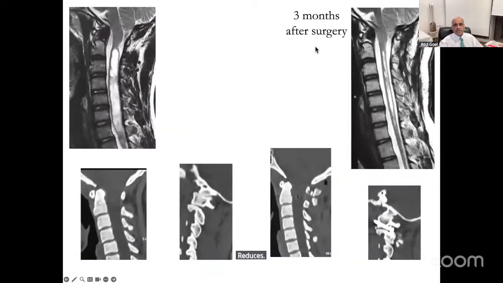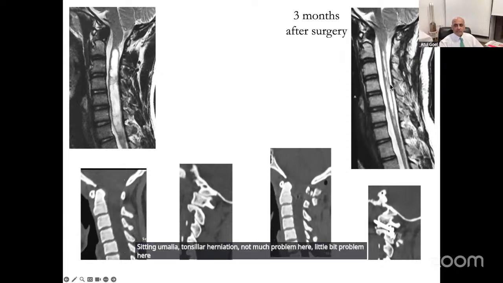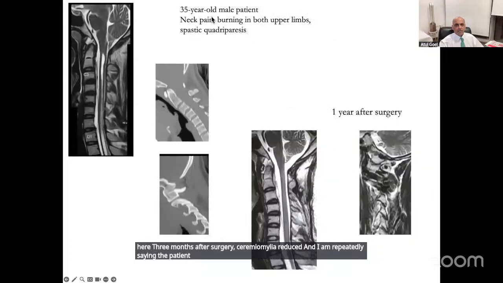This is another case, syringomyelia, tonsillar herniation, not much problem here, little bit problem here. Three months after surgery, syringomyelia reduced. And I'm repeatedly saying the patient gets a new life.